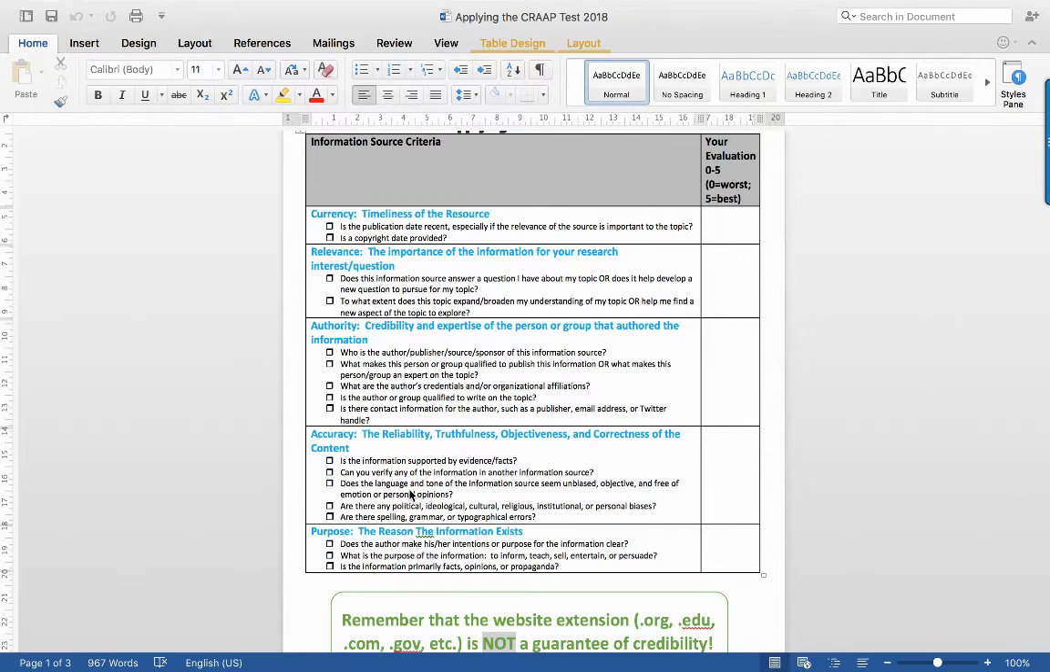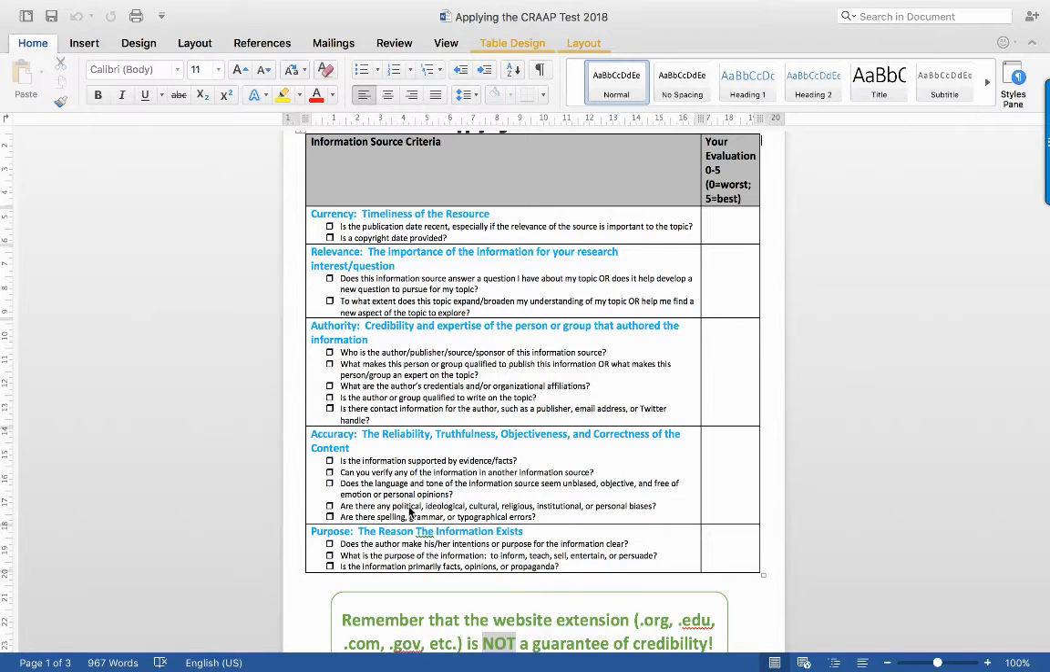You want to look at the language and the tone of the information to see if there's any bias, any sort of slanted look or perspective about the topic. You want to make sure it's objective, so free of emotion or personal opinion, because real research shouldn't be based on emotion. It needs to be based on hard evidence, truths, things that have been proven.